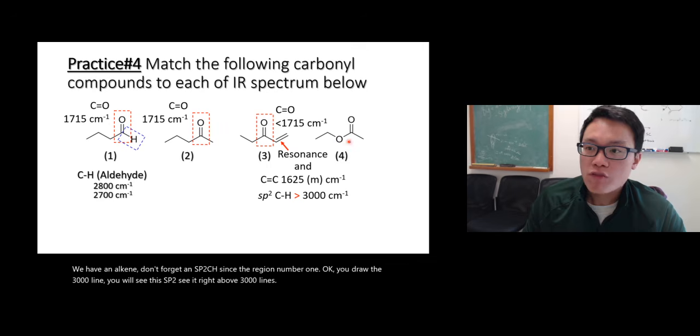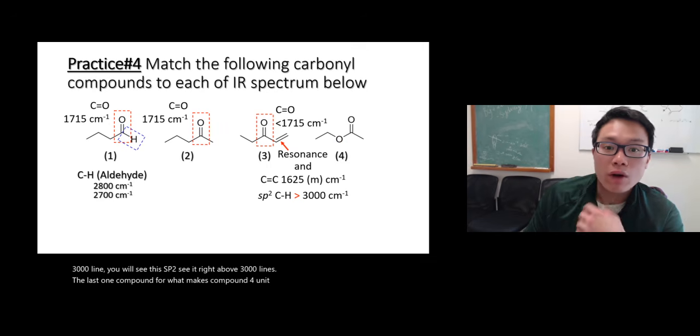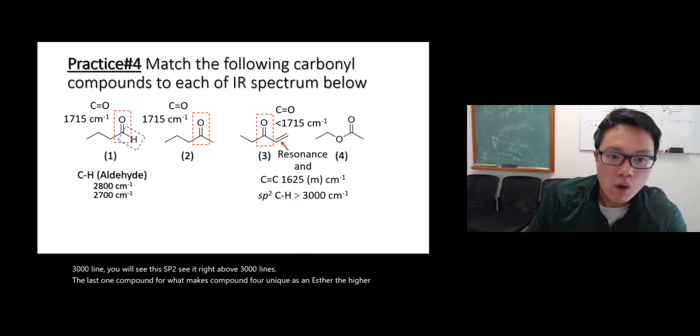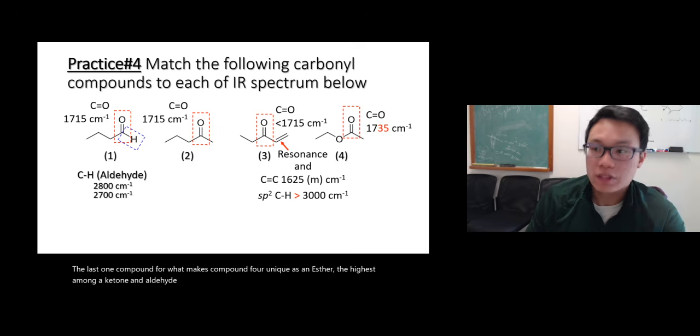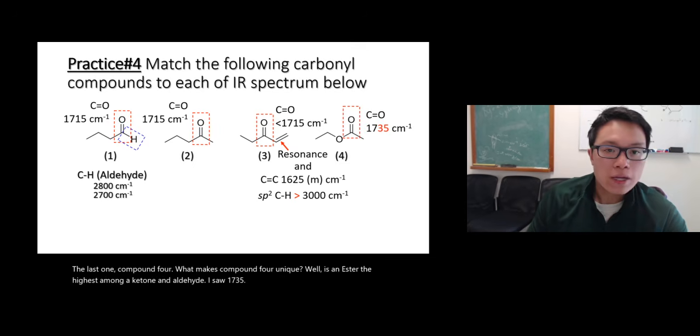The last one, compound 4. What makes compound 4 unique? Well, it's an ester, the highest among ketone and aldehyde, so 1735. All right, let's move on.